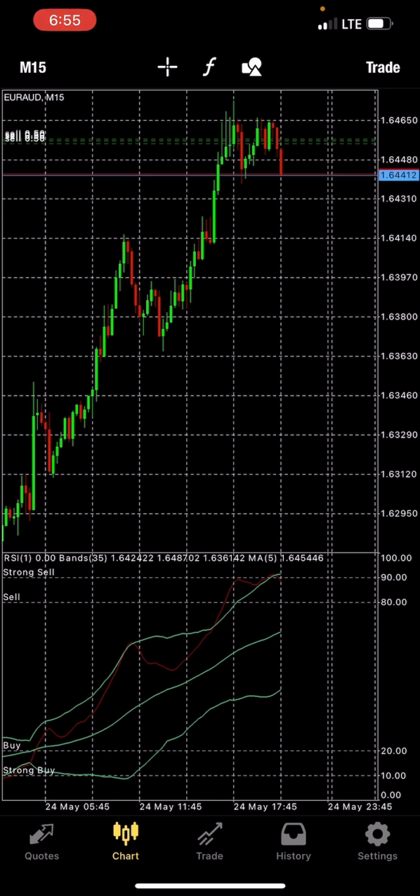But before I explain to you guys, let me explain what we have here. This is my main chart. I'm currently on the 15 minutes, and this is the main chart, and this is the indicator window 1. On the main chart, we only have our charts. Then on the indicator window 1, we have our RSI, Bollinger Band, and a moving average.